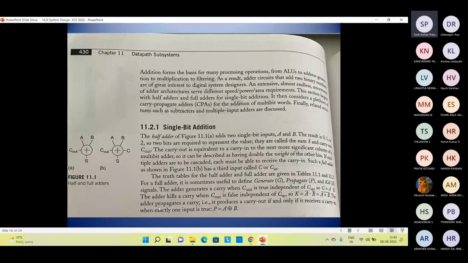So the adder that propagates a carry produces a carry out if and only if it receives a carry in when exactly one input is true. So this P is actually A XOR B. So that is the case. Okay, so these are the details about a full adder.